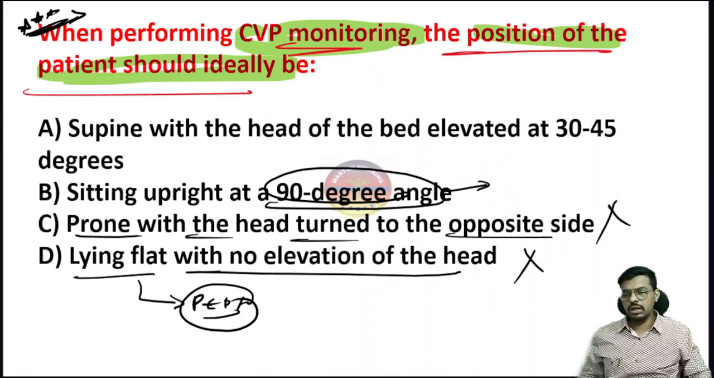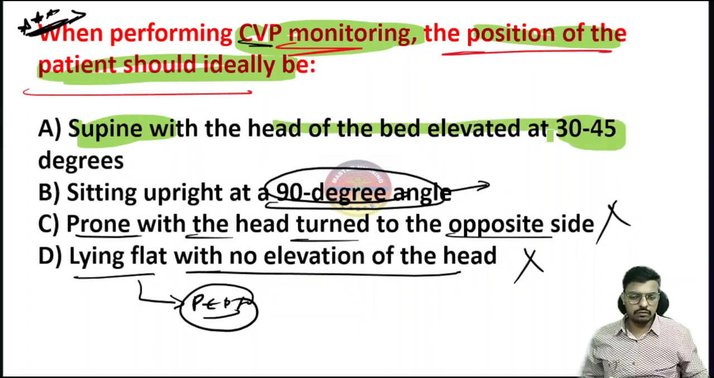Then comes the correct answer for this particular question. While monitoring the central venous pressure, the preferred position is the supine position. The supine position with the head of the bed elevated 30 to 45 degrees is the correct and proper answer to monitor the CVP. So we have to keep the patient supine with the head of the bed elevated.